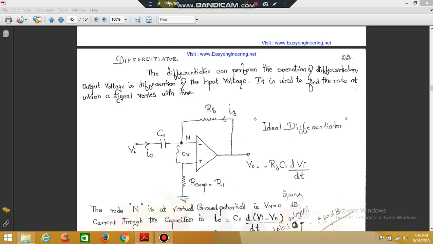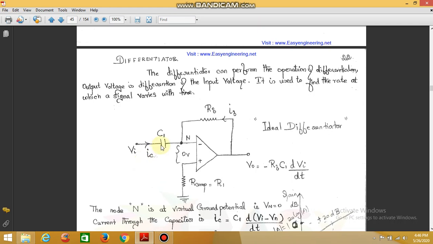So it mainly describes the signal variation with time. This is the simple circuit, my dear students. We have to consider an inverting amplifier for a differentiator.